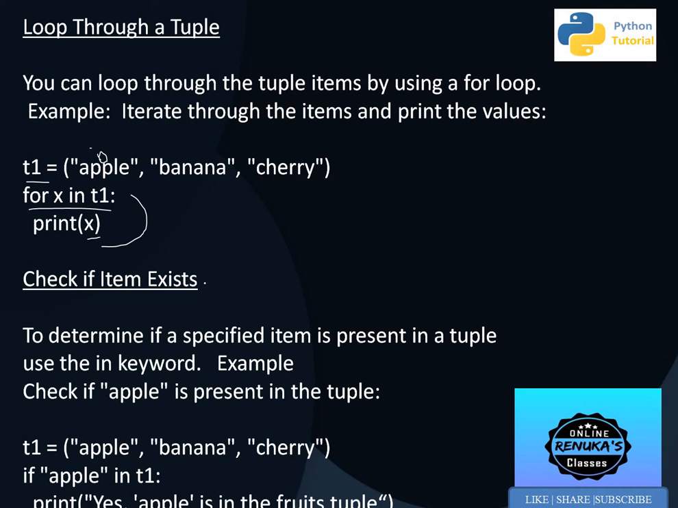So in this way you can traverse or you can go through each element of the tuple. Now if you want to check whether some item is present in the tuple or not, then we can make use of in keyword, in and not in. So if you want to check whether apple is present in the tuple, then our statement will be if apple in t1. If apple is in t1, in that case print yes, apple is in the fruit tuple, or we can say in that case the output will be true. So with the help of in, we can check whether a given item is present in the tuple or not.